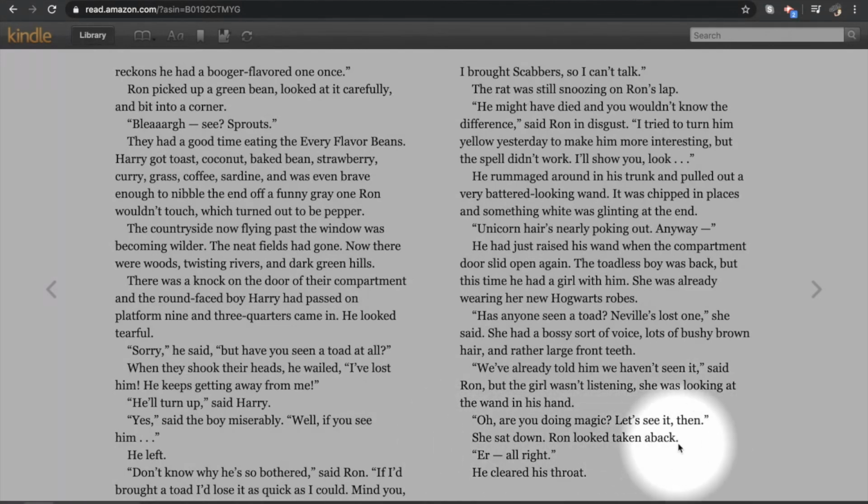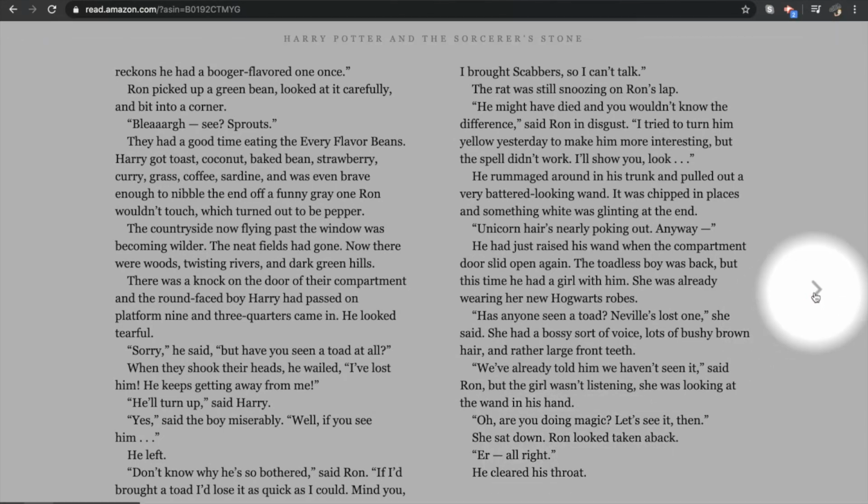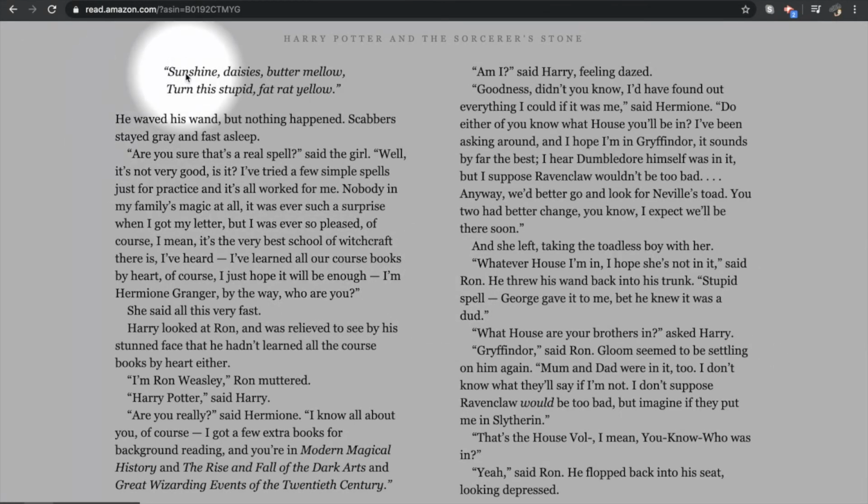Ron looked taken aback. "All right." He cleared his throat. "Sunshine, daisies, buttermellow, turn this stupid fat rat yellow." He waved his wand, but nothing happened. Scabbers stayed gray and fast asleep. "Are you sure that's a real spell?" said the girl. "Well, it's not very good, is it?"